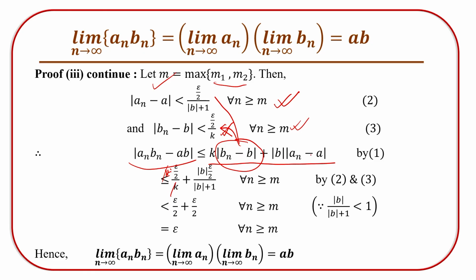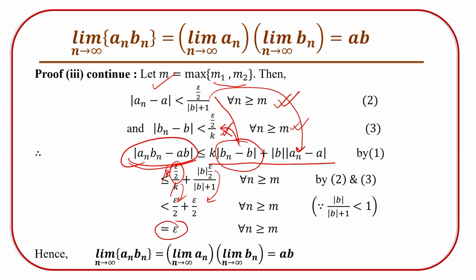Similarly, |b| times |a_n - a|. Put this value, so this comes out to |b| times epsilon by 2 divided by |b| plus 1. So here you will see epsilon by 2, and here less than epsilon by 2. This makes the whole term less than epsilon, and that is the definition of limit. That means the sequence a_n b_n has the limit ab.